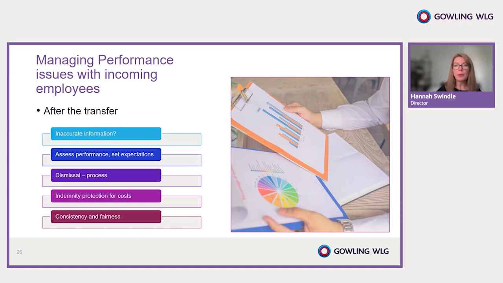So as part of this, as an incoming employer, you're going to be reviewing any employee records that are provided by the outgoing employer. These should contain details about previous performance reviews, might provide a useful insight into the employee's work quality, productivity, any areas that need improvement or training needs so that you can start to implement those.